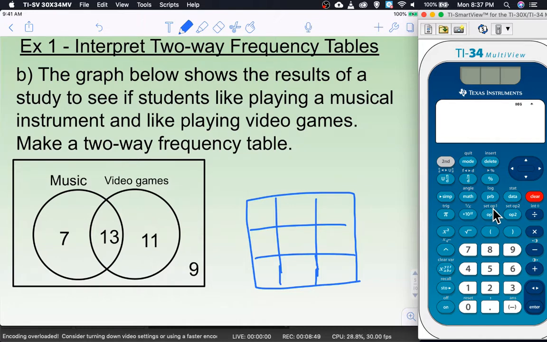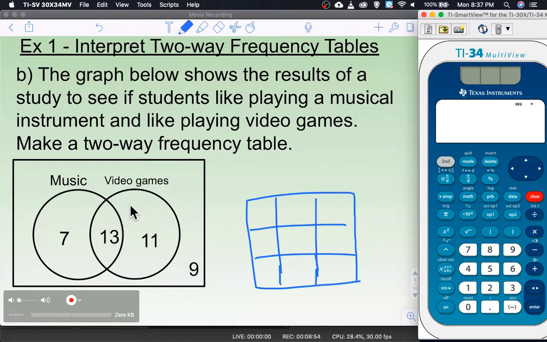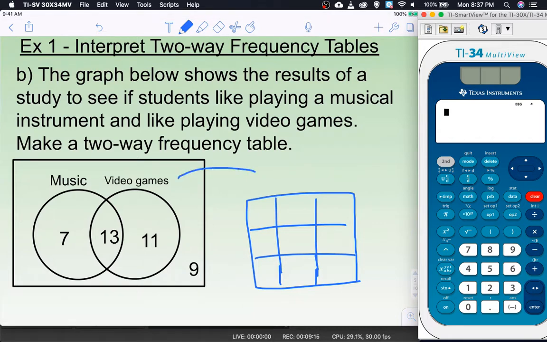So what things are being measured according to this table? The little Venn diagram we have here. Well, we have people who like playing music, people who like playing video games. But what else? Do I put music here and video games here? What would go over here? Well, actually what we're going to do is put the video games on the top. I could just as easily put it on the side, but we just have to put it somewhere. It really doesn't matter which one goes on the X or the Y side.